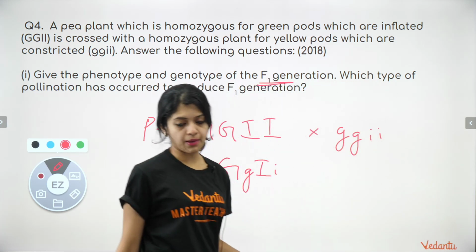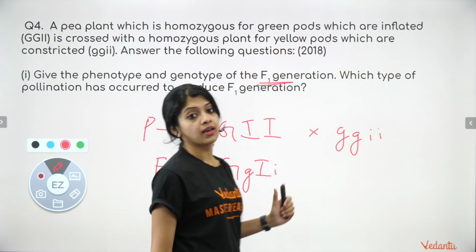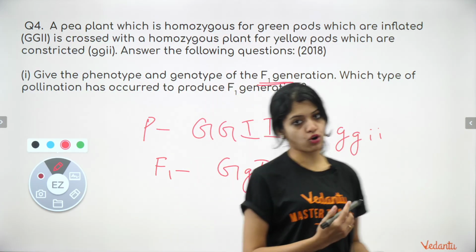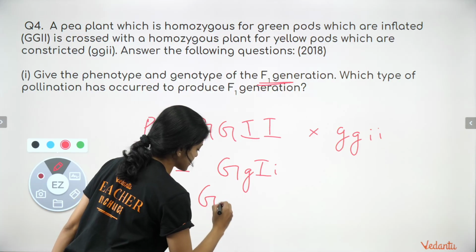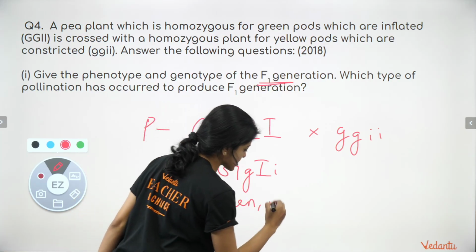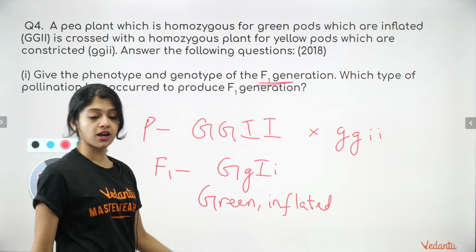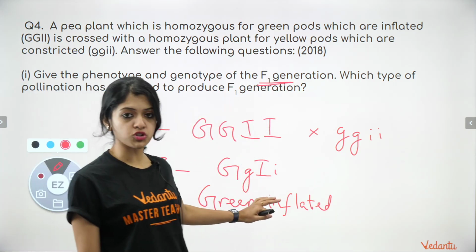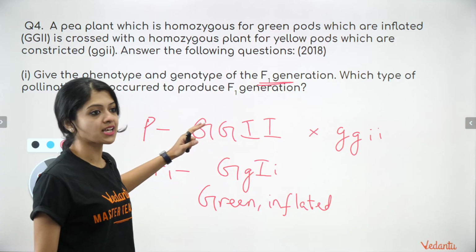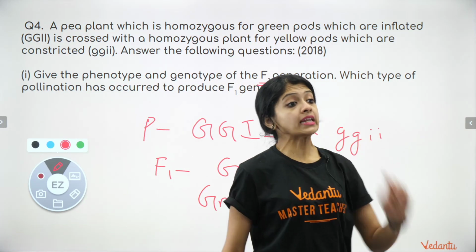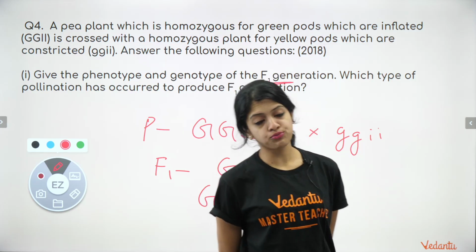This is the genotype. Phenotypically, what would they be? Phenotypically, they would have green pods and inflated pods. So green, inflated, the dominant traits. How did I find that out? It would be the same traits that the dominant parent is showing. Yes, exactly. No, 9:3:3:1 is not the F1 ratio.